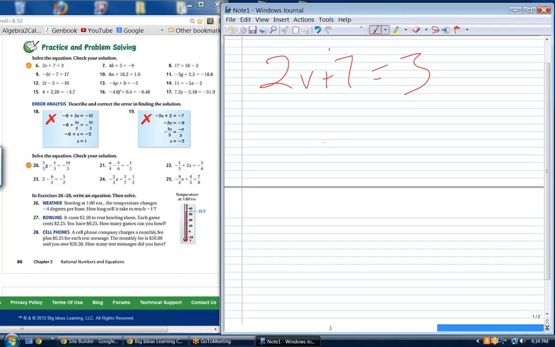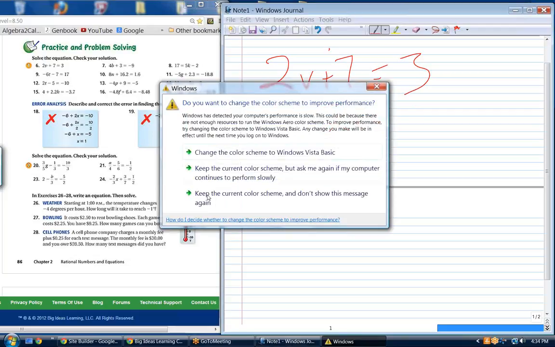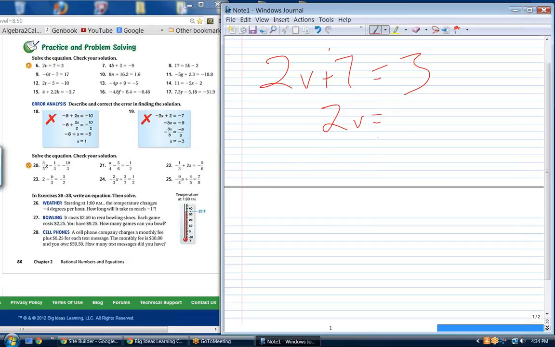Go ahead. Read the next line. 2b equals 10. Remember, my first step is going to be to subtract 7 from both sides. So what's 3 minus 7? Negative 4. And then v is equal to negative 8. Remember, we're going to divide by 2. Oh, my brain is not working today. Negative 2. All right.